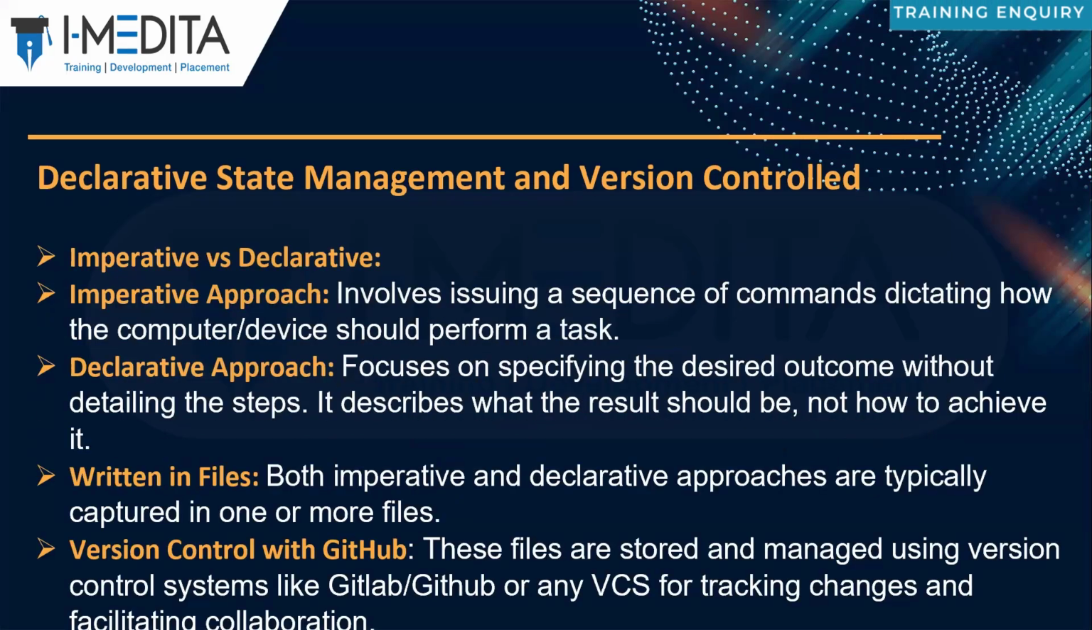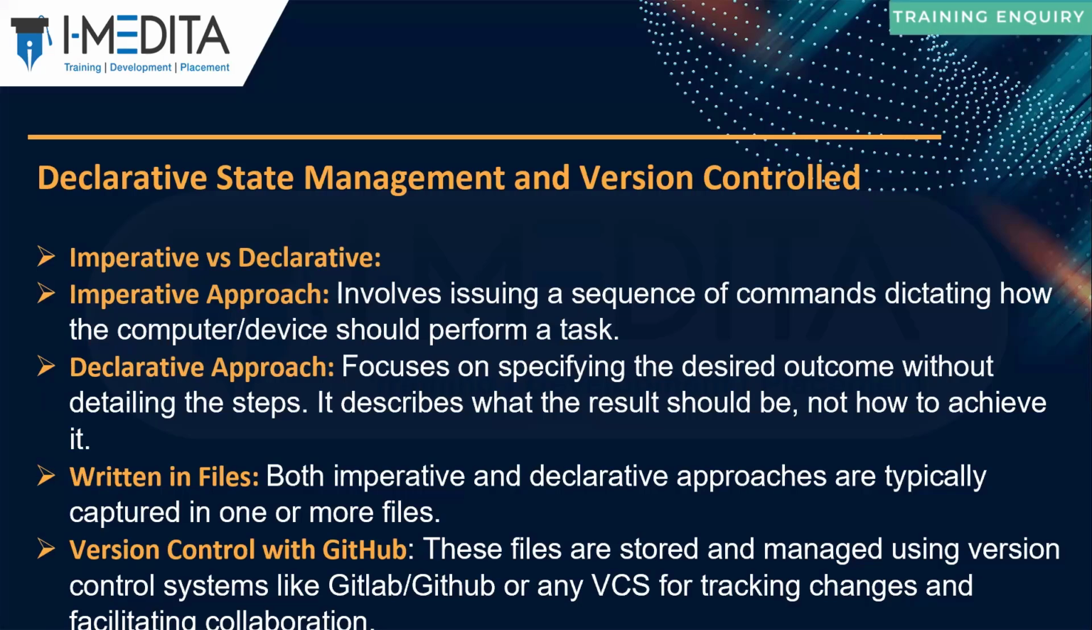Talking about declarative state management, there's a difference between the imperative approach and the declarative approach. The imperative approach focuses on what and how. It's the difference between what and how. When we use the declarative approach, it focuses on specifying desired outcomes without detailing the steps. It describes what the result should be and not how to achieve it. Imperative is how to achieve.